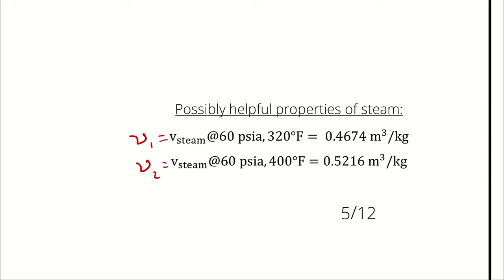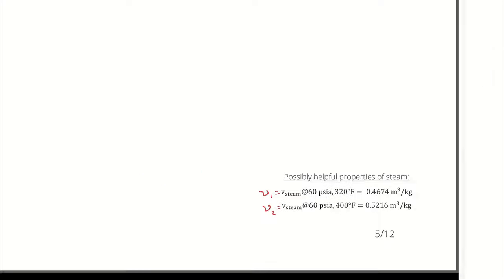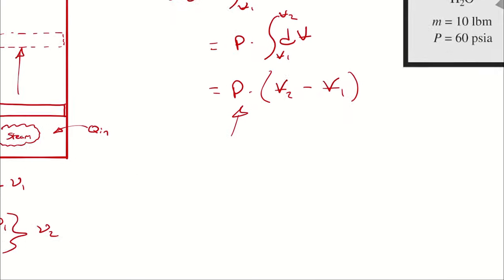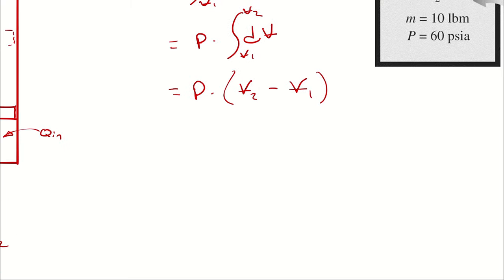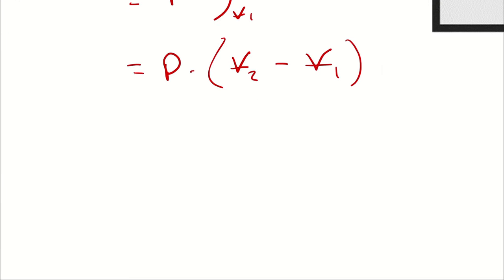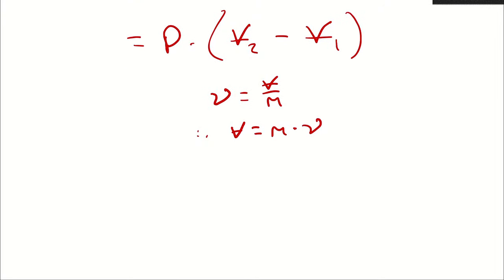And again, that's just a stand-in for your eventual ability to look this up in the property tables. Whatever the case, we know specific volume 1 and we know specific volume 2. Therefore, I need to describe the total volume in terms of specific volume. Remember that specific volume is total volume divided by mass. Therefore, total volume could be represented as mass times specific volume.